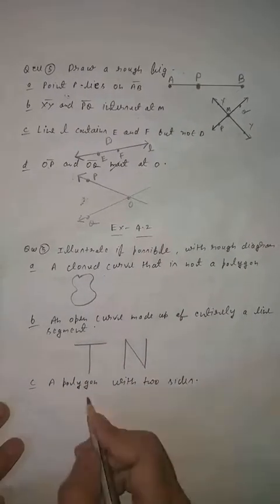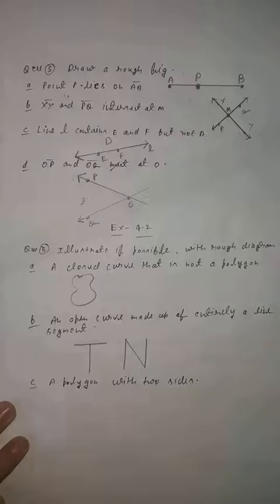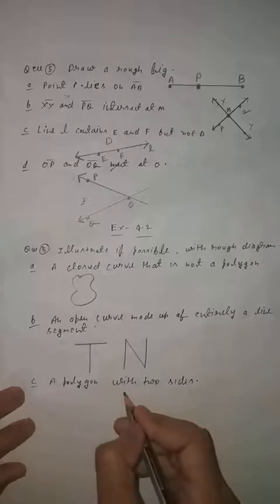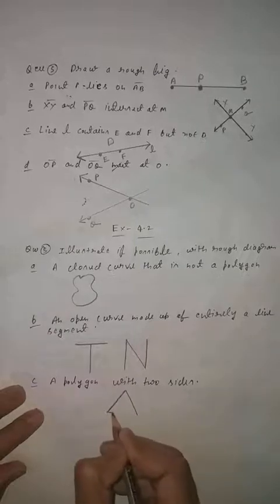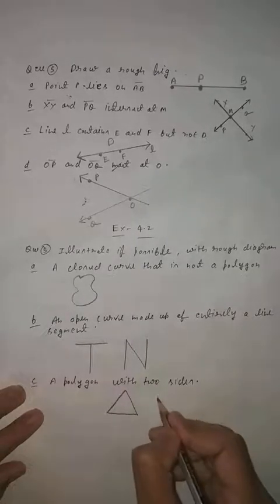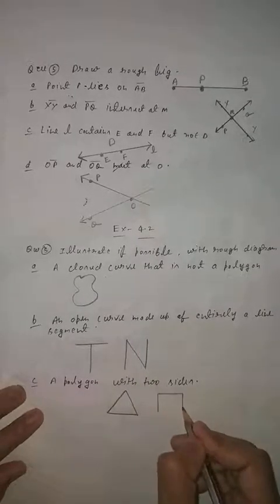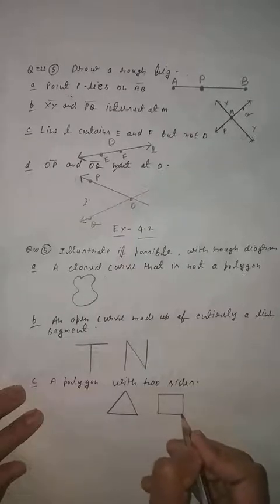Now next is, given a polygon with two sides. So students, you know that if you draw a polygon, so this is a polygon, you can say. Clear? If you draw a square, this is a polygon also.